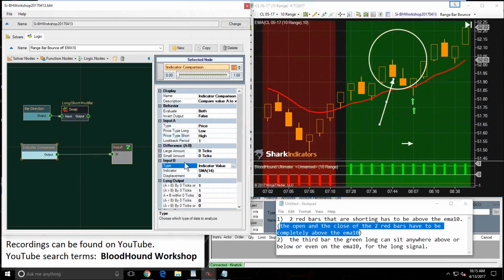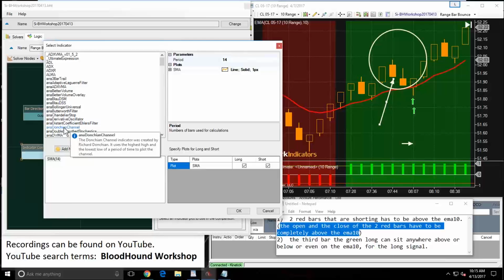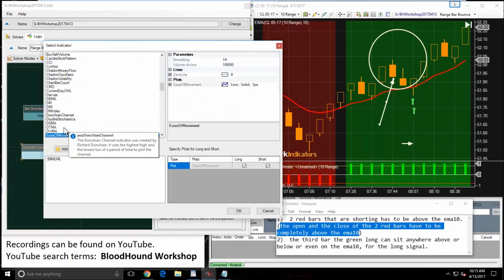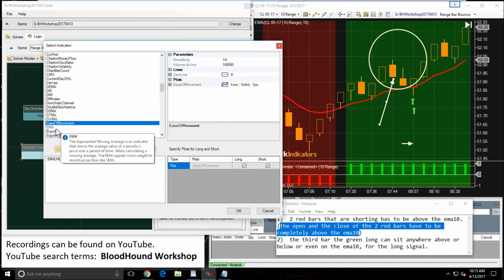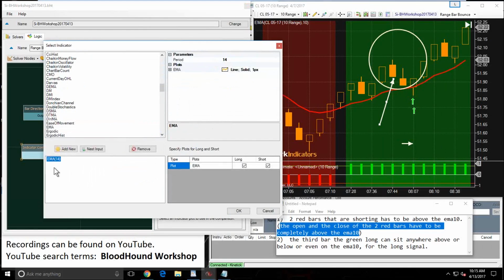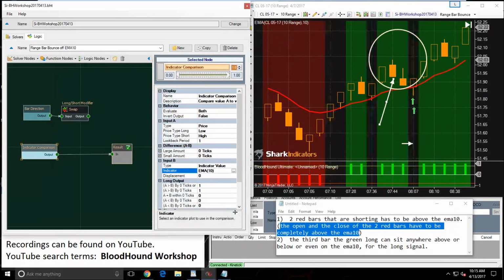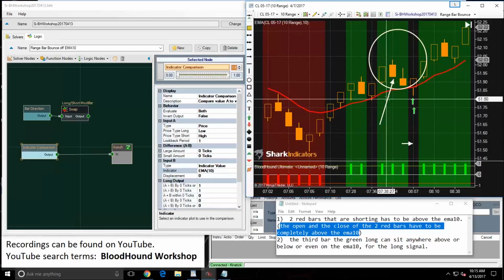All right, now for input B, that's going to be our moving average here. So let's select the EMA. Let's put the EMA in here. There's our EMA. Let's change the period to a 10 period. Click OK. And so let's take a look at the chart here.